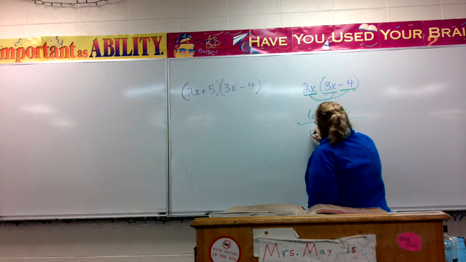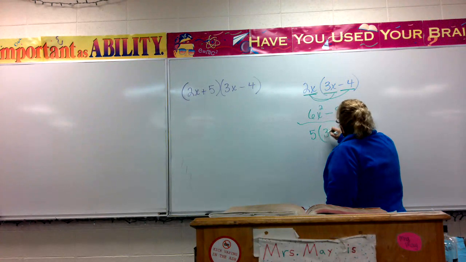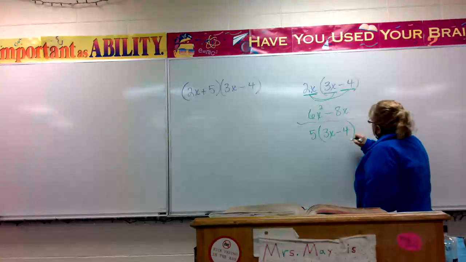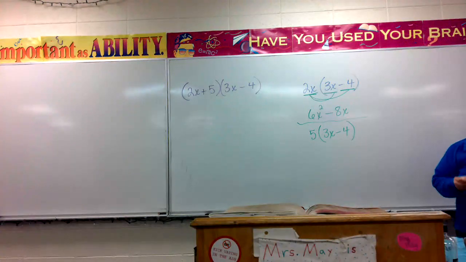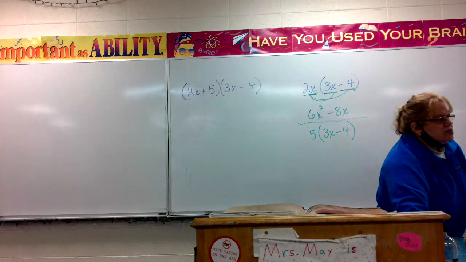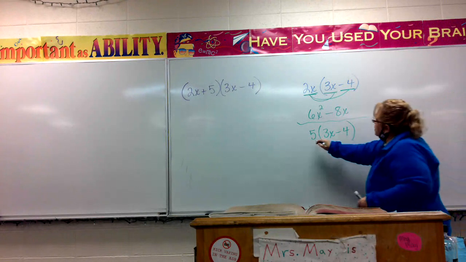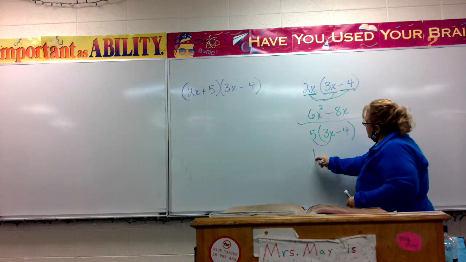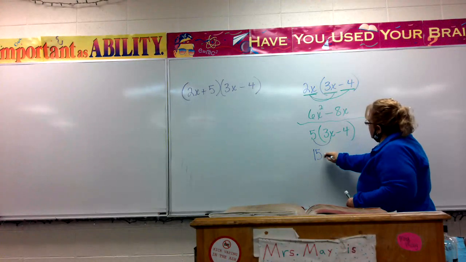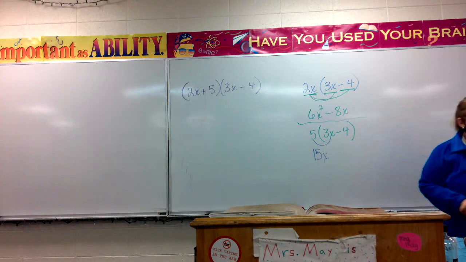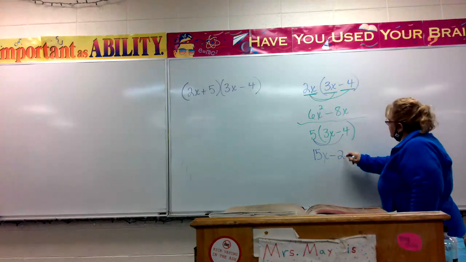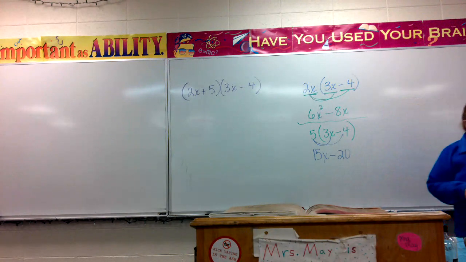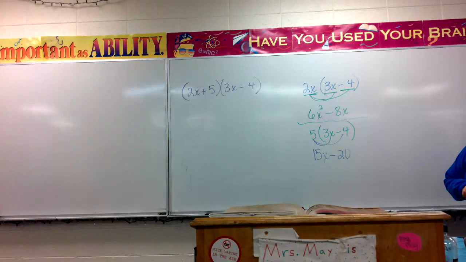Same thing if I asked you to multiply 5 times (3x minus 4). You can't do anything inside because they're not like terms, right? So then you move outside and use the distributive law. What do you get here? 5 times 3 is 15x. And then 5 times negative 4, negative 20. And you can't do anything with that because they're not like terms. You remember doing that, right?